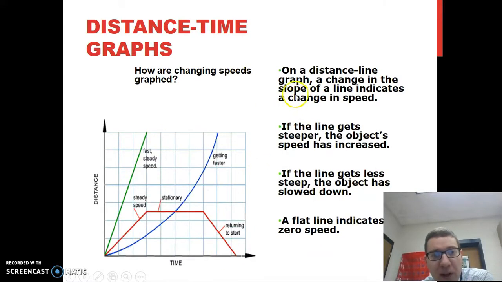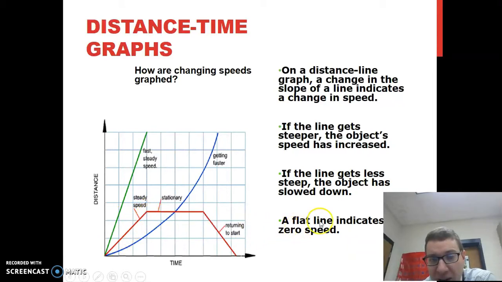Here's another one. On a distance time graph, a change in the slope of a line indicates a change in speed. So here we go. Here's our change in slope. That means it's getting faster because it's bending. We're changing our slope. The line gets steeper, the object speed is increased. So this is a steep line. This is a fast, steady speed. So as time goes on, we keep our distances going farther and farther. The line gets less steep, the object slows down. If you look at the red line, it's a steady speed, but it's not as steep as the green. So it's not going as far in the same amount of time.